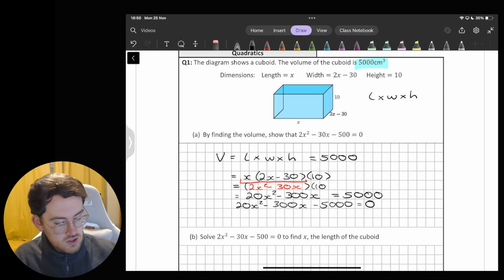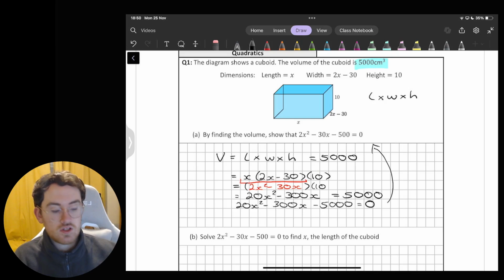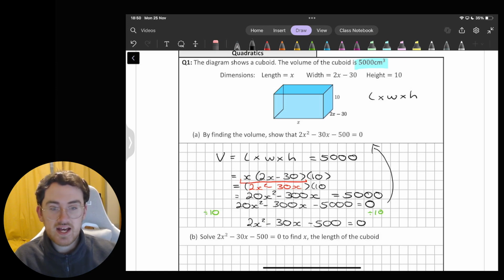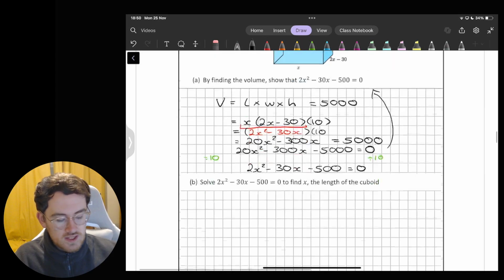Very close to what's presented to us in the question. We're just off by a factor of 10, so we will divide across both sides by 10 to get 2x squared minus 30x minus 500 equals 0 as required. Okay, so we've successfully shown what was presented to us in the question. And we can see what I was saying about how we've had some sort of multiplication that has then led to squareds, and that's leading us towards the quadratic.